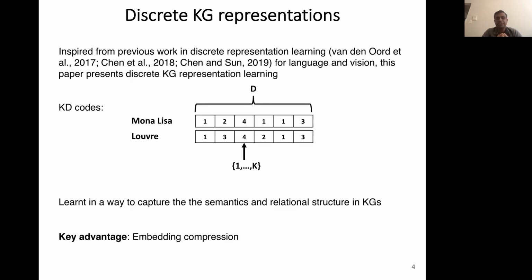Each entity in the knowledge graph is represented as a sequence of D codes, where each code can take values in 1 to k. The codes for each entity are learned in such a way that they capture the semantics and the relational structure of the knowledge graph. That is, the codes that are similar are indeed entities that are similar to each other. This coding scheme is much more compact than traditional knowledge graph embedding schemes.